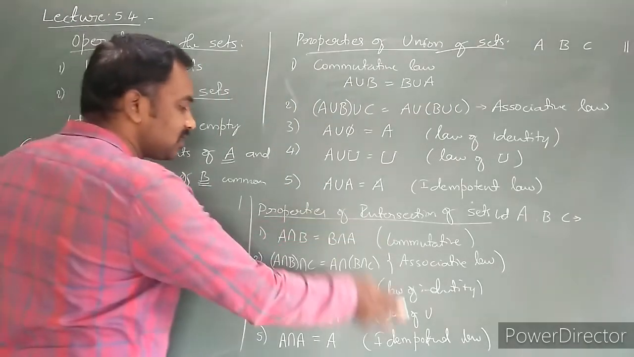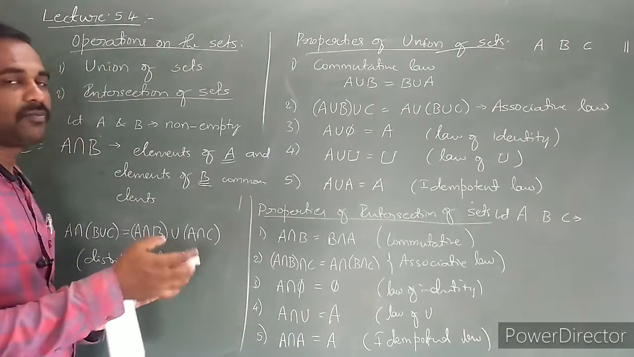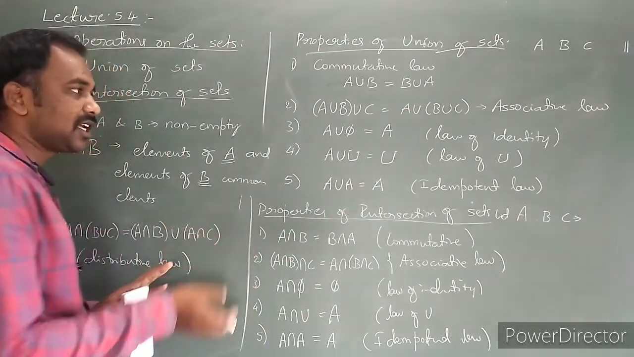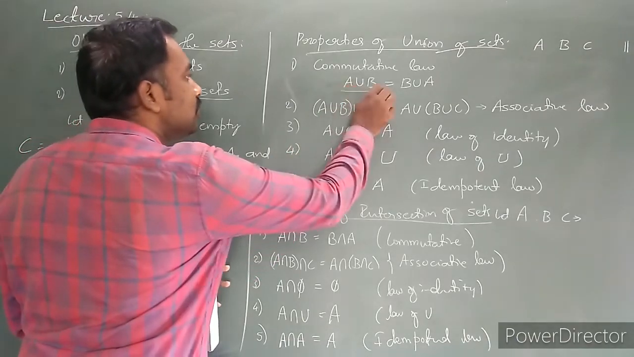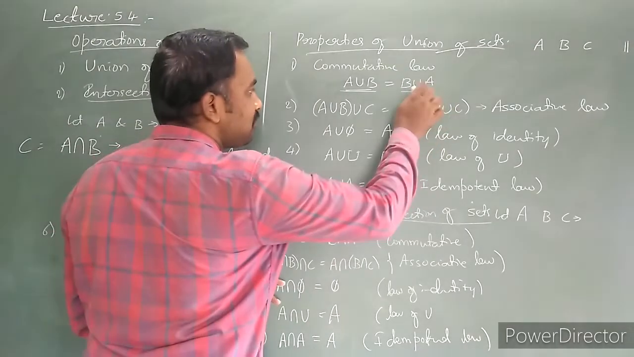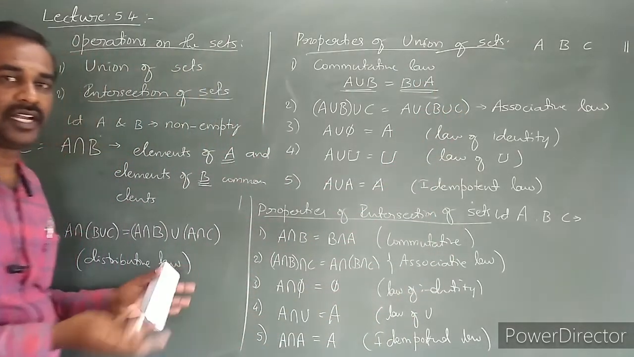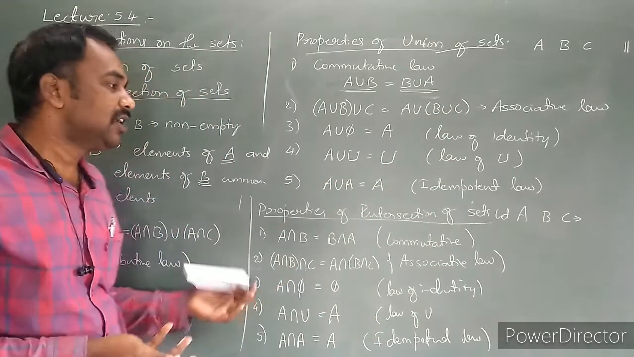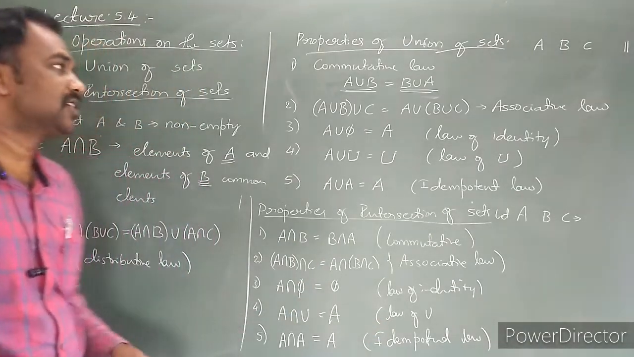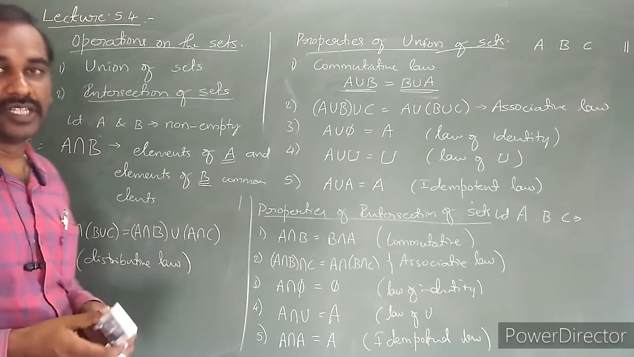While doing the operations of 2 or 3 sets, whatever number of sets you are operating on, you can do it either in the left hand side manner or the right hand side manner. Whichever manner, you will get the same answer. That's why we have generated the properties of the operations of sets.